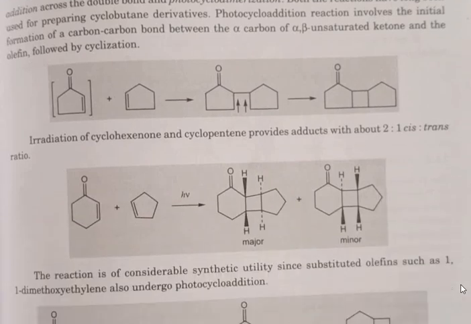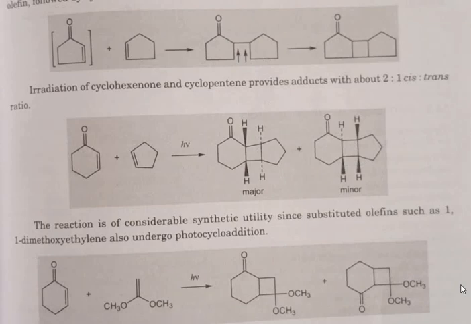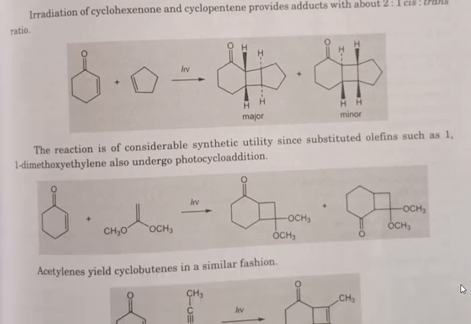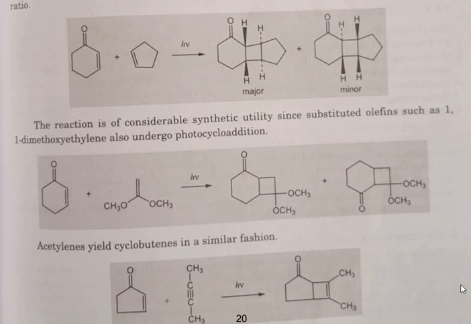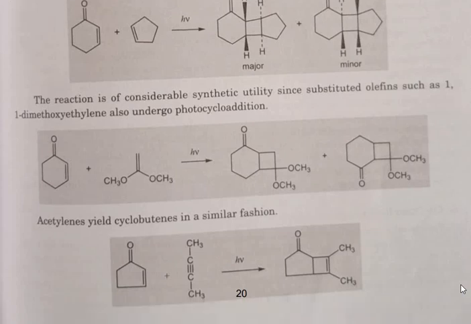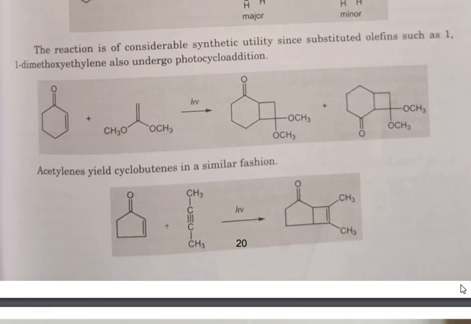So you can see there are two products, a major and a minor, formed after the reaction of an alkene with an alpha beta unsaturated ketone, giving cyclized products. But this is not an oxetane like in the Paterno-Bucchi reaction, so don't confuse them. Here you can see the reaction of an alpha beta unsaturated ketone with a double bond forming a 4-member ring.